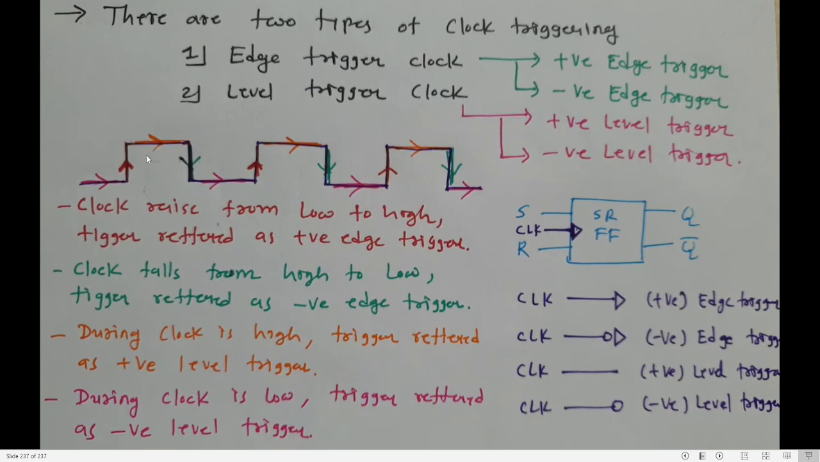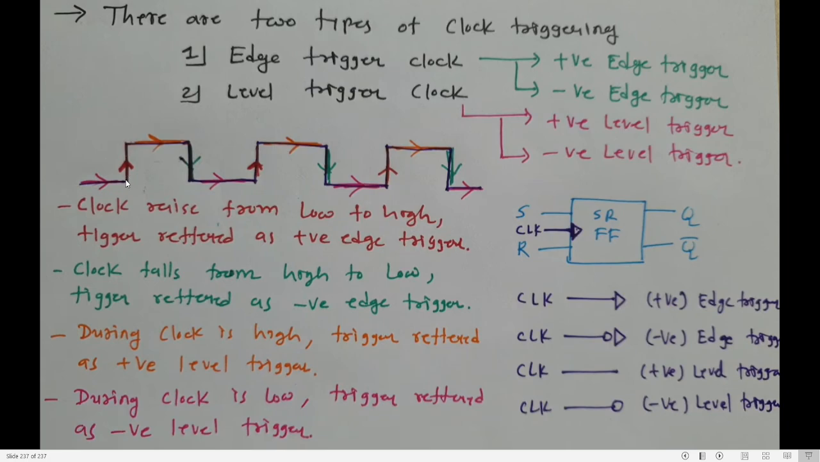So this is my clock pulse. The 1 0 1 0 1 0. It's a clock pulse, a digital signal. If the clock rises from low to high, can you see the clock rises from low to high? I call this triggering positive edge triggering.